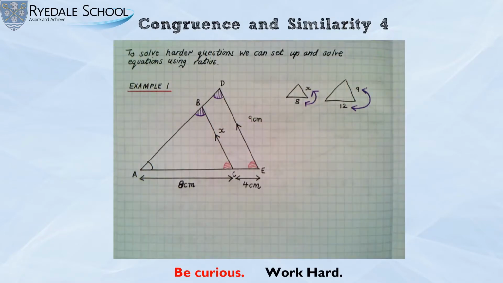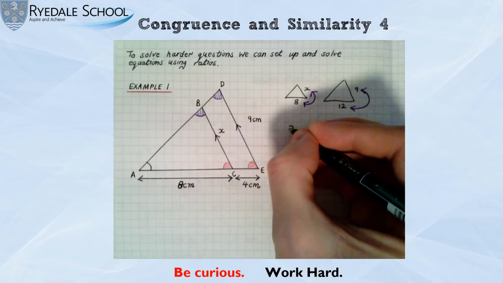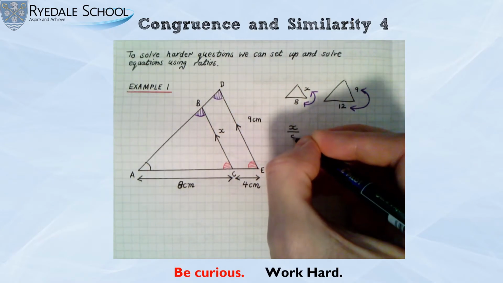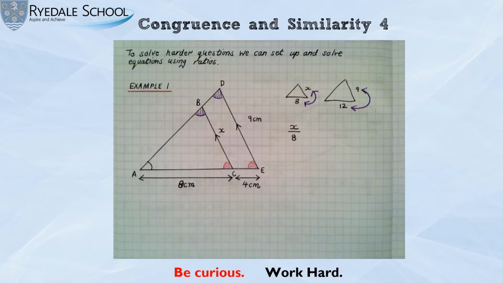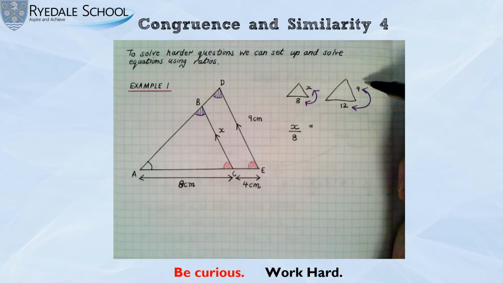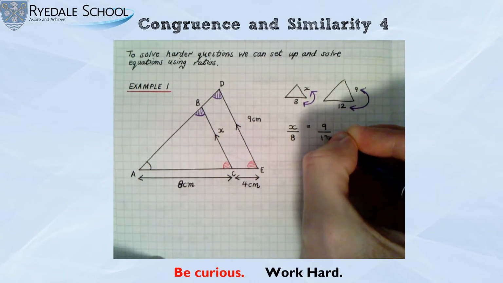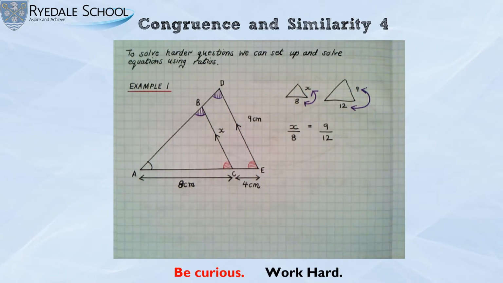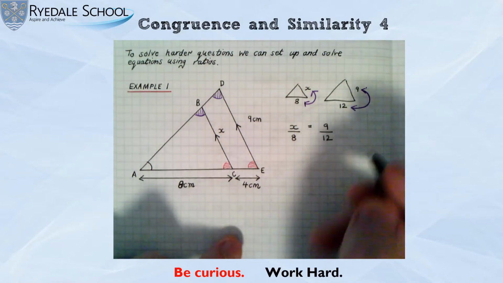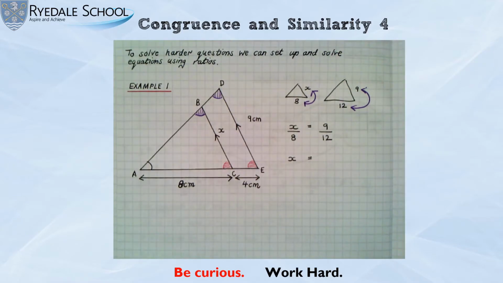So if these are similar, as I've said they are, I know that x divided by 8 must be the same, and let's get the order right, I've done this divided by this, must be the same as this divided by this, because ratios in similar shapes match. So I know to get x by itself, I need to times by 8.